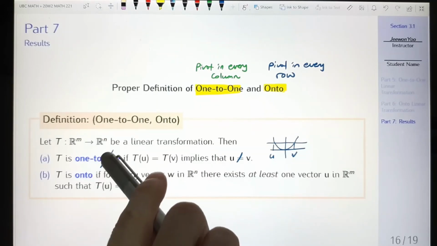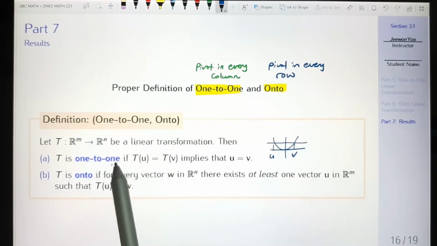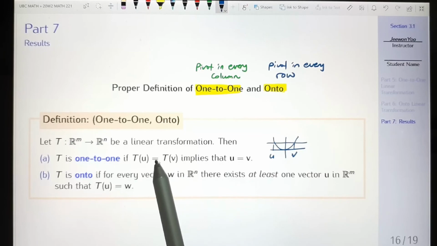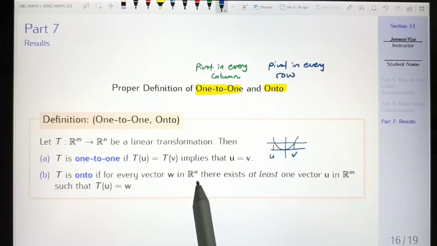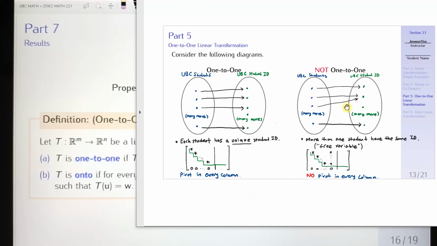Do you understand? So in order to talk about T being one-to-one, we must have the condition T of U equal to T of V implies that U has to be equal to V. Let me talk about the UBC student ID example again. Look at this portion, everyone. If you look at it carefully, we have T of U right here, T of V right there.